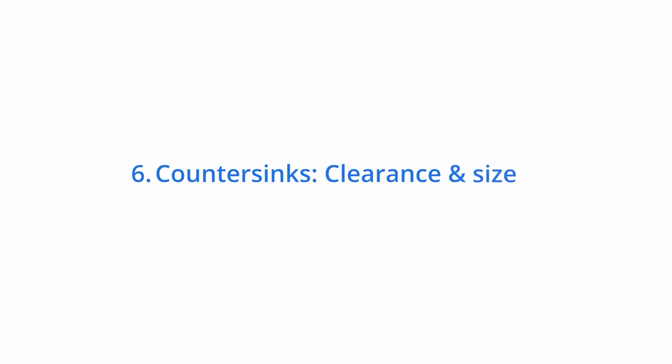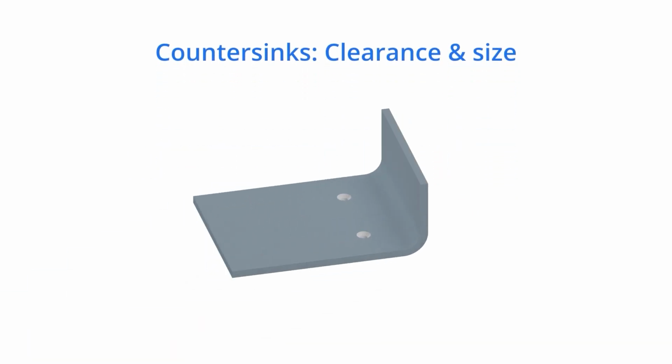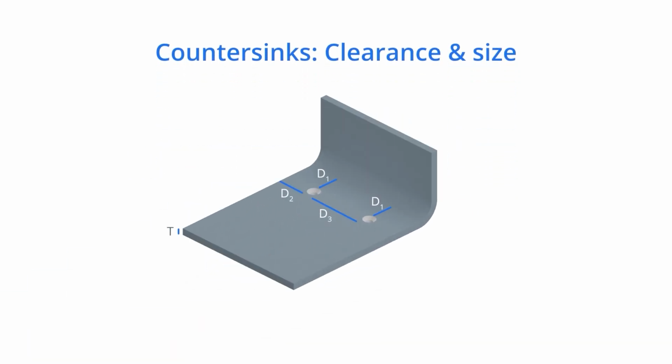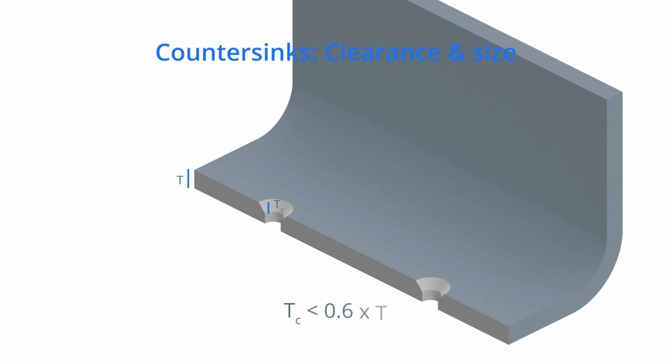Countersinks. Clearance and size. Countersinks are created with a drill press or punch press tooling. The basic rules for countersinks are as follows. Keep a minimum distance of 3 times the material thickness from a bend, 4 times from an edge, 8 times from each other, and they shouldn't be deeper than 0.6 times the material thickness.